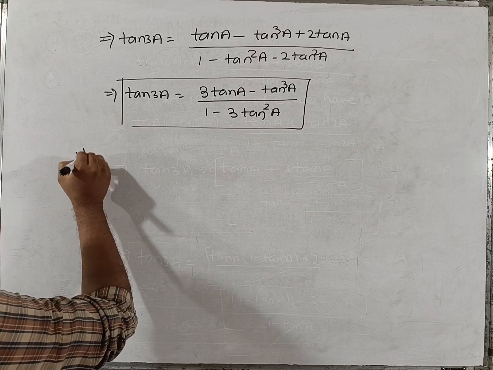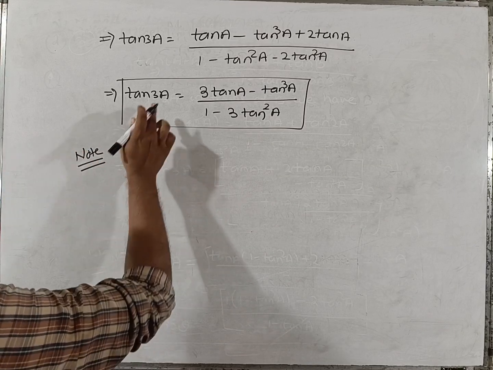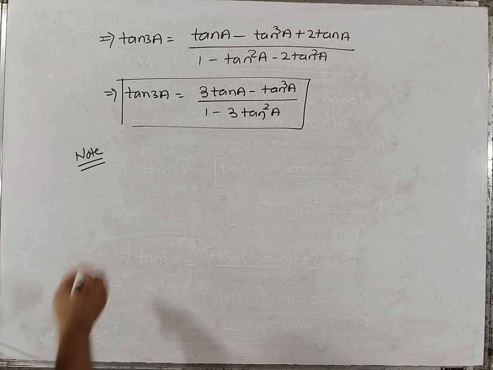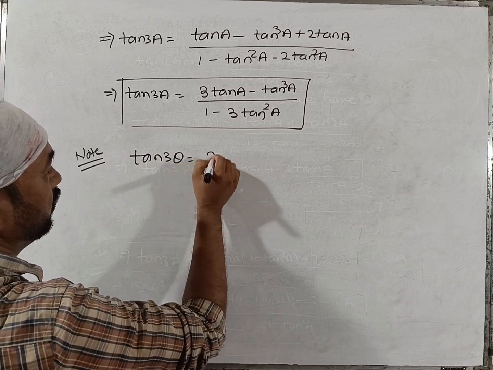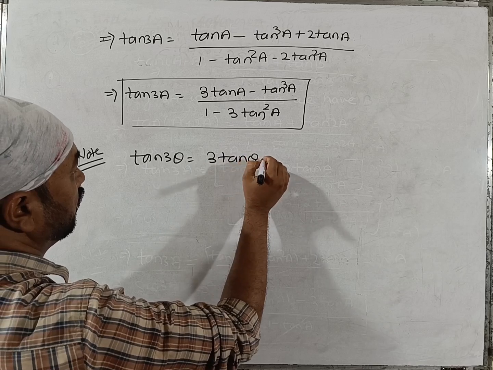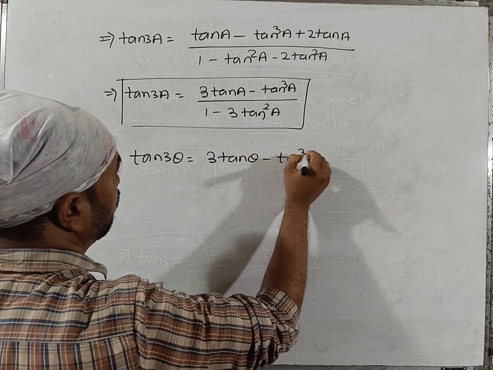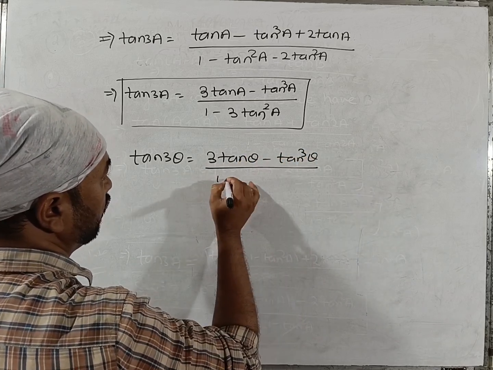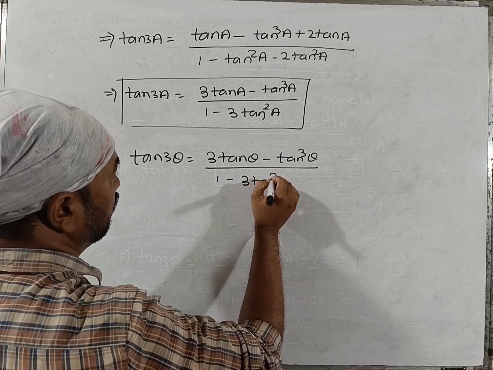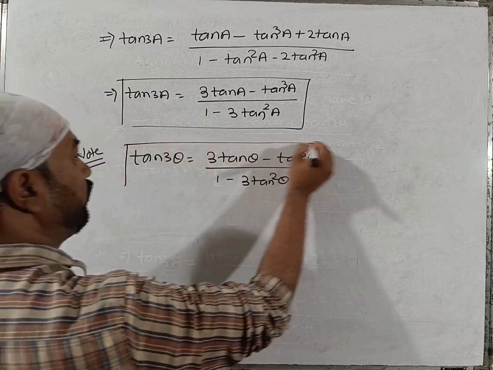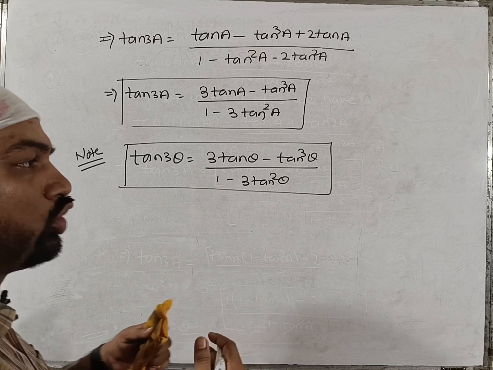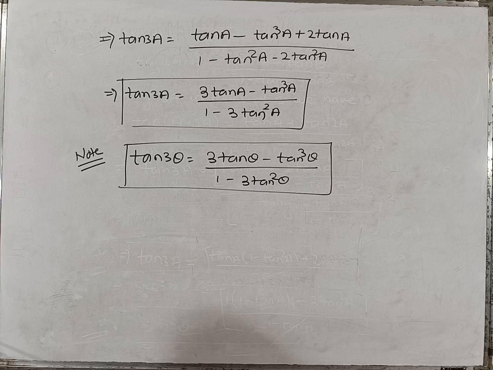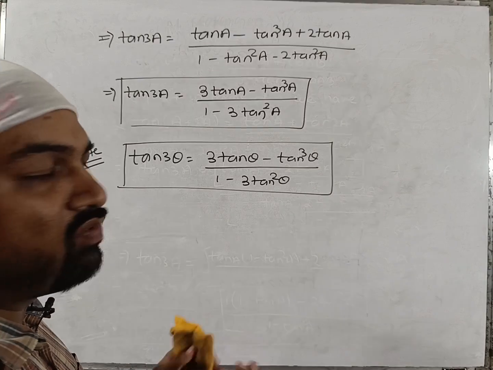Similarly, we can express this formula in terms of theta. So tan 3 theta is equal to 3 tan theta minus tan cube theta, whole divided by 1 minus 3 tan square theta. So here it is all about the formula of tan 3A. Then let us go through some examples based upon these formulas.